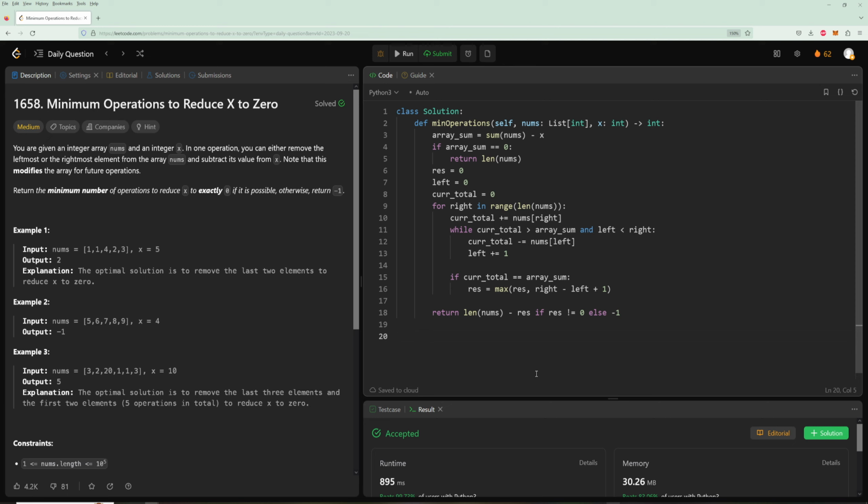And so let's go through the time and space for this one. Time, standard sliding window, right, O of n. Space is, we made an array sum, which is just a normal variable, result, left, cur total. These are all not dynamic, right? They're just small variables, not dynamic, allocated memory. So this is going to be O of 1 space.